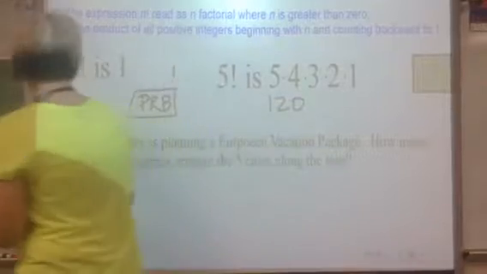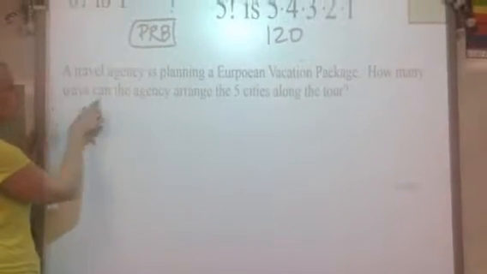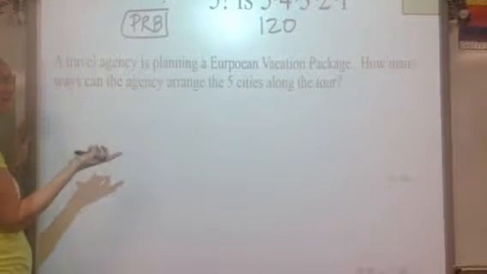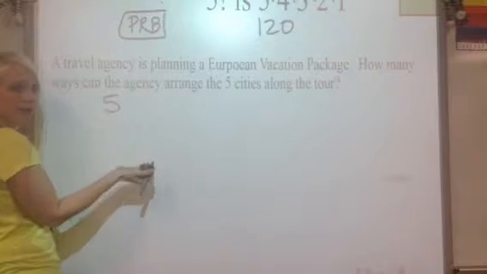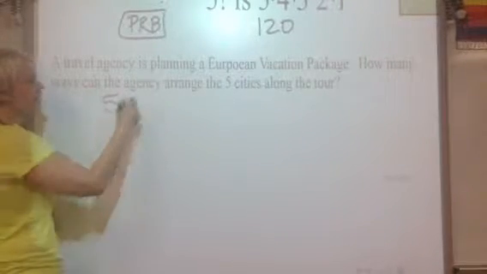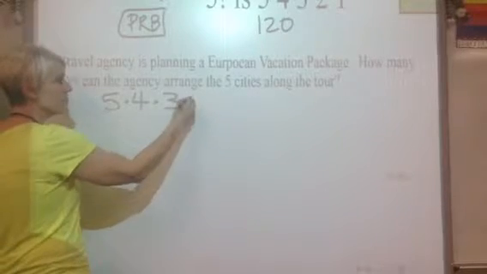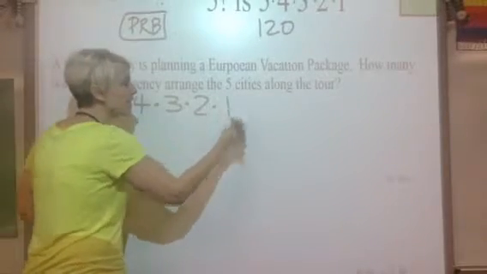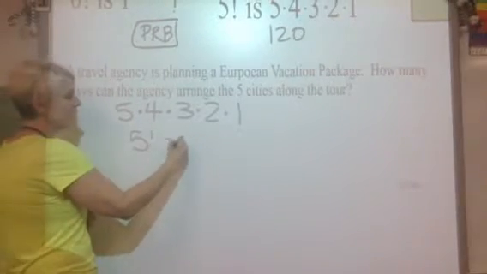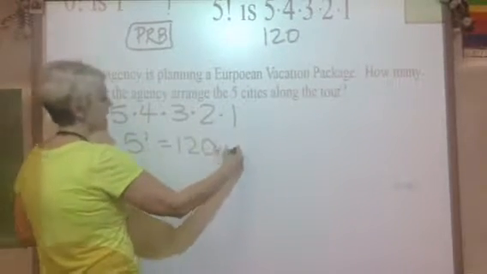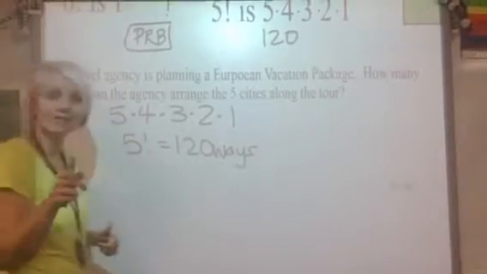So here's how we would count. A travel agency is planning a European vacation package. How many ways can the agency arrange the 5 cities along the tour? Well, I have 5 options for the first city. Once I've been there, there are 4 options for the next city. Then 3 options for the third city, 2 options, and finally we visit the last city. That's 5 factorial, and we just did that, so there are 120 ways that you can arrange the cities along the tour. Now you try an example in your notes.